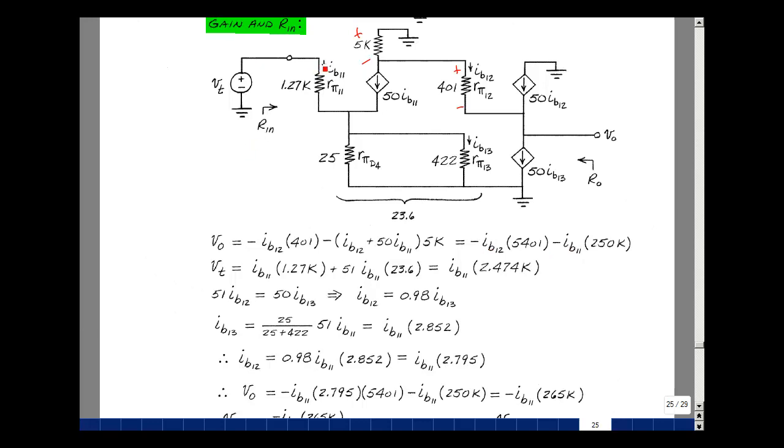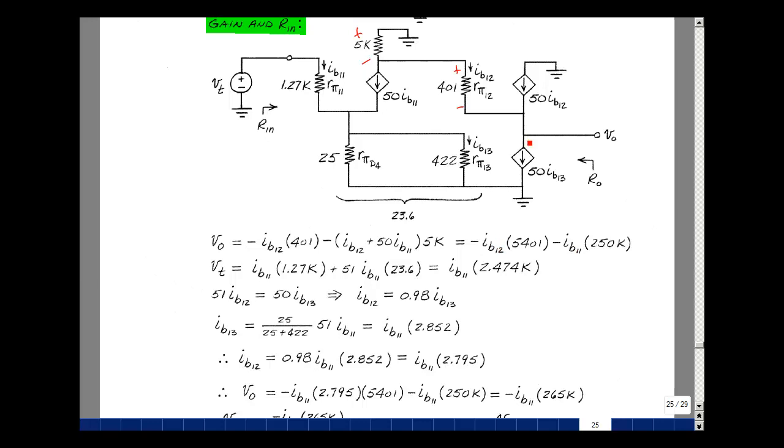The drop is equal to IB11 times 1.27K, R pi 11, plus the drop across here, which these two in parallel is a little smaller than 25. It's 23.6. And the current that's coming in here is IB11 and 50 IB11. So 51 IB11. Can combine these two. I get 2,474 times IB11. I've got V test in terms of IB11. I've got V out in terms of IB11, but I've got an IB12 in there. So let's see if we can chip away this and get this in terms of IB11.